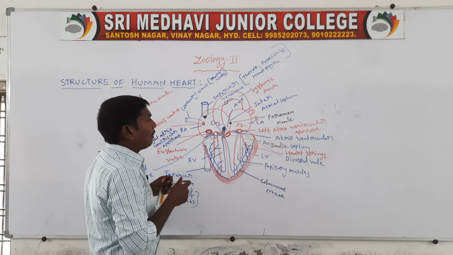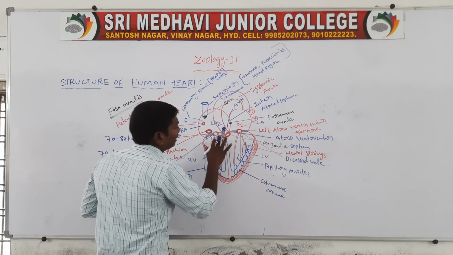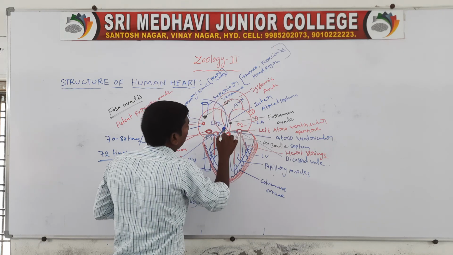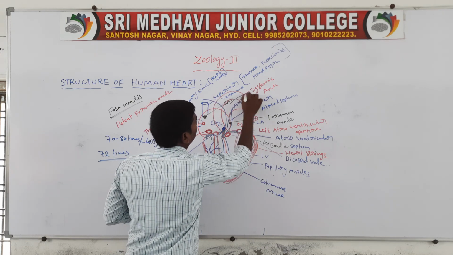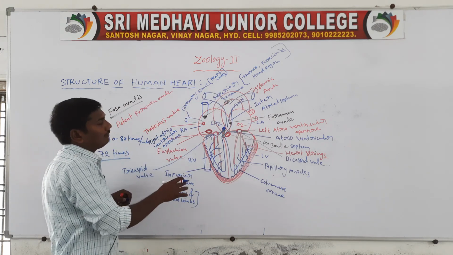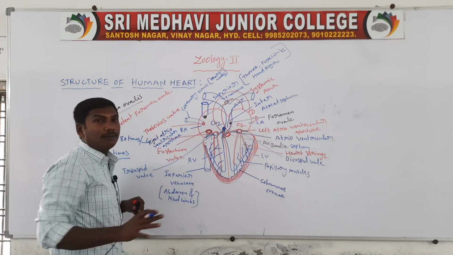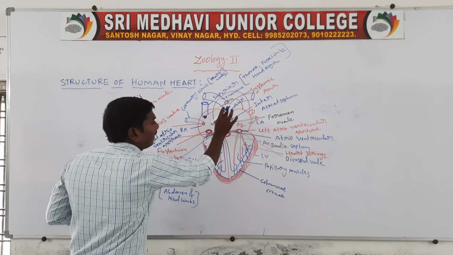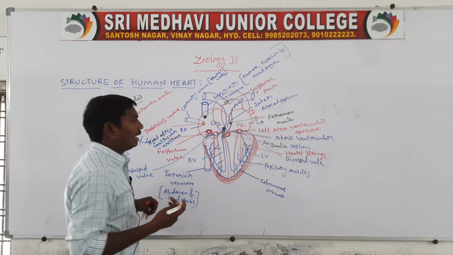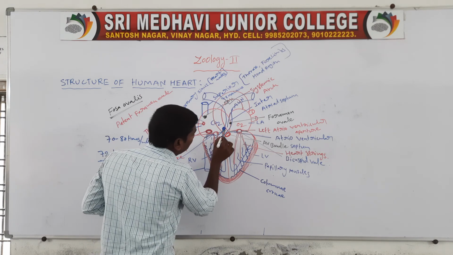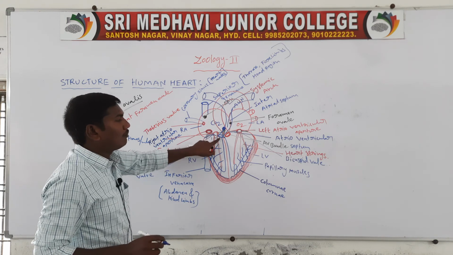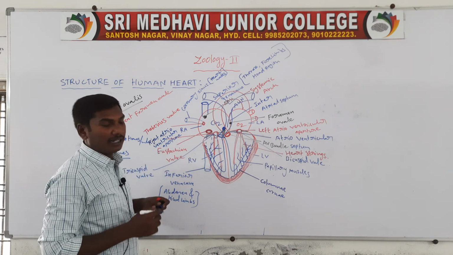Next one, pulmonary arch. The pulmonary arch arises from the right ventricle. It carries the deoxygenated blood to the lungs. Its opening region has a valve. This valve is called the pulmonary valve.